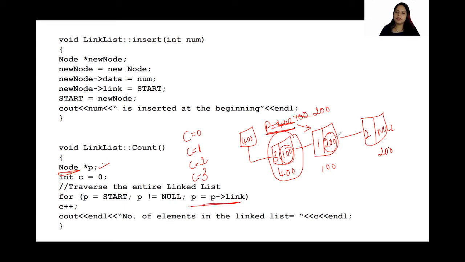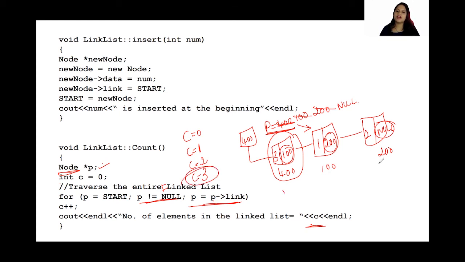What is there in the p link? P link value is nothing but my null, isn't it? So this is going to become null. So now when I check if p is not equal to null, this is going to become false because p is equal to null, isn't it? So I'm not going to increase the counter. Directly I'm saying the number of elements in the linked list is whatever value I get at the end for c, which is 3, isn't it?